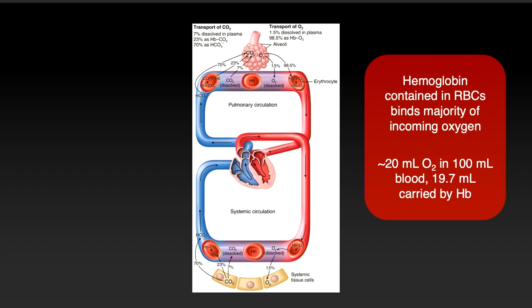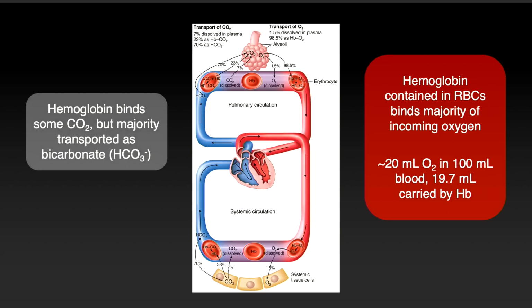Then, like we saw on the venous side, hemoglobin can bind CO2. It doesn't do it as well as it binds oxygen proper. The majority is transported as bicarbonate.